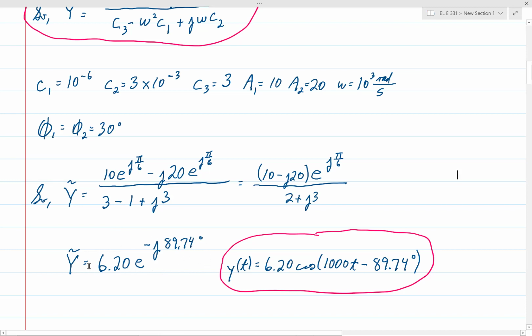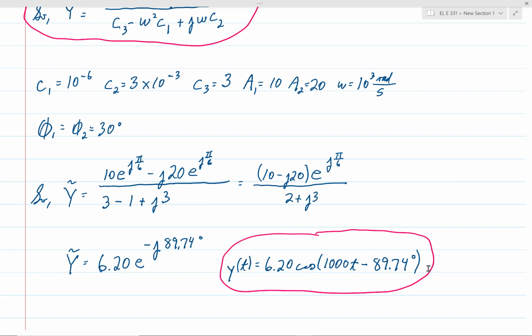And what it tells us is that number is equal to this, and so that's the phasor of y, and therefore y of t is simply equal to this magnitude times the cosine of omega t for this problem, and omega is 10 to the third radians per second, so 1,000. So cosine of 1,000 t, and then we have in this phase, which is minus 89.74 degrees. And that's how we do a phasor problem of this type.